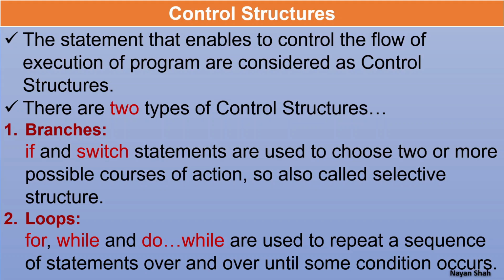Whereas for loops, there are three types. Loops are used to do something again and again. The three types of loop are the for loop, the while loop and the do while loop. They are used to repeat a sequence of statements over and over until certain conditions are reached. So branches and loops are the two control structures.